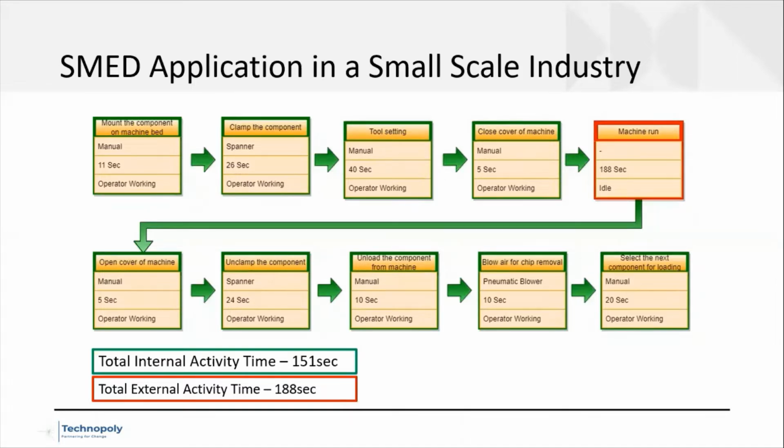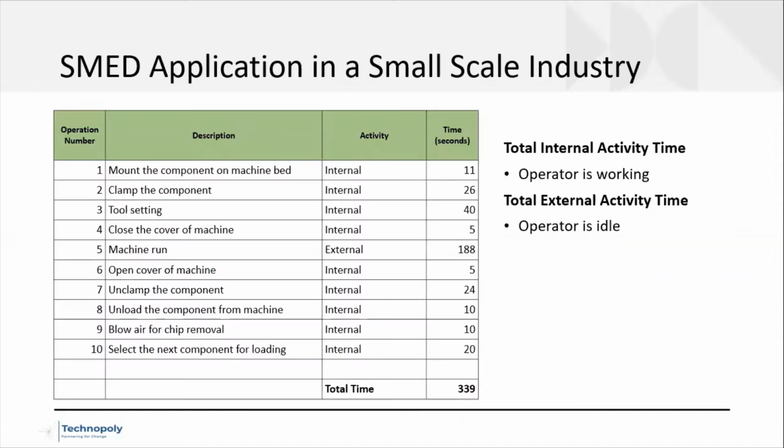Total internal activity time amounted to 151 seconds, while the total external activity time amounted to 188 seconds. During internal activities are the only times, as observed, when the operator is actually working. The external activity is the machine run. The operator at this time is idle. From the total changeover time, almost 40% is dedicated just to do the setup. That would mean only 60% of the total time is the process actually value adding.